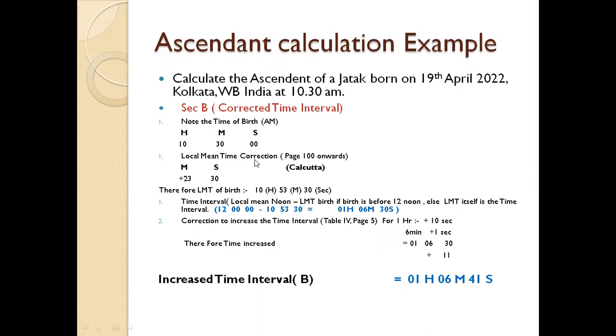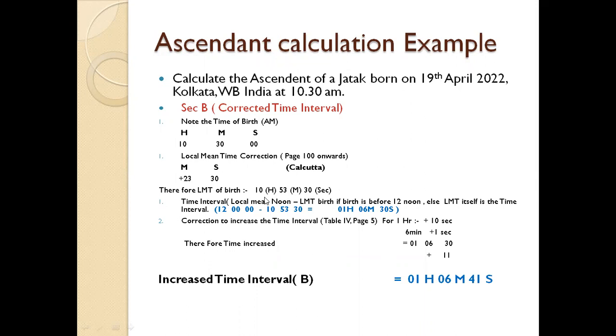So the local mean time correction is also given in the Lahiri table of ascendant, from page 100 onward. For Calcutta, it is plus 23 minutes 30 seconds. I have already shared that example. There also we found that it is 23 minutes 30 seconds with respect to the IST. So that is the local mean time correction that we have to do to find out the exact time of his birth, actually, the moment of his birth. So therefore, the LMT of birth is adding this to 10 hours, 53 minutes, and 30 seconds.